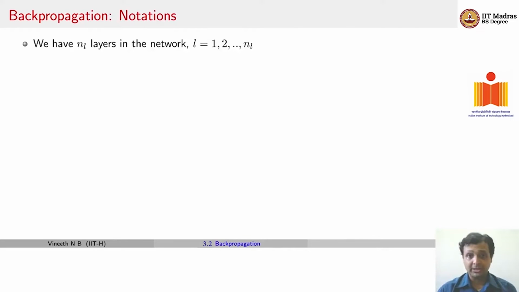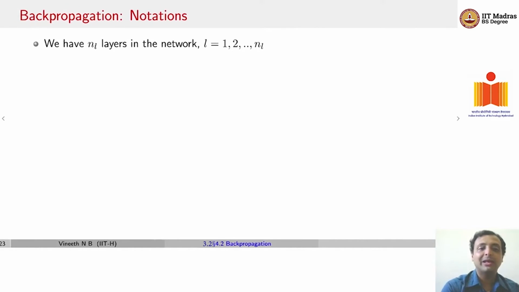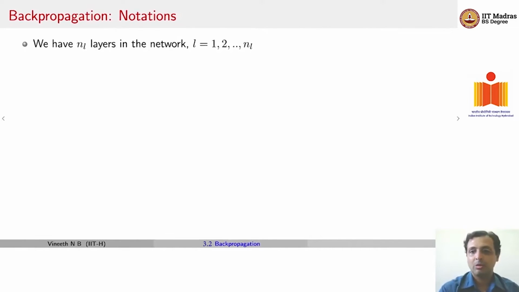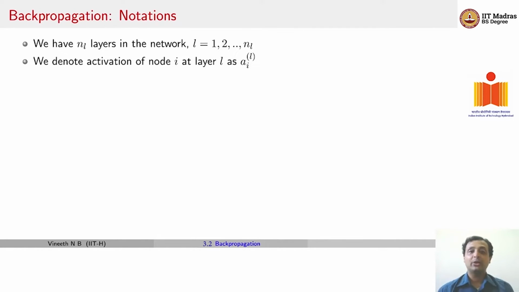Let's now define the notations to be able to define the backpropagation procedure completely. Let's assume that there are n sub L layers in the neural network, going from 1 to n sub L. Let's denote the activation of a node i at layer L as a sub i of the Lth layer. Remember, every layer has a set of neurons. We are now looking at the ith neuron, which is the node i that we are talking about, and we are looking at the Lth layer of the neural network.